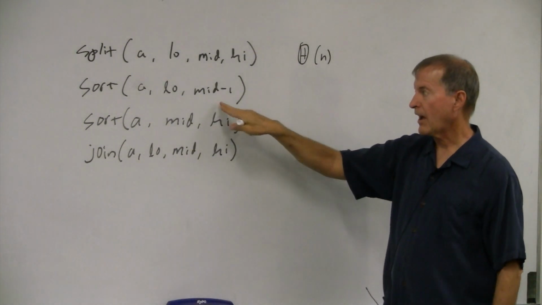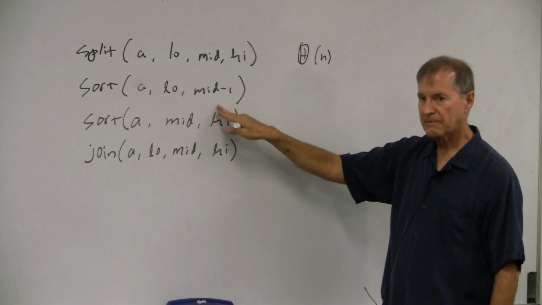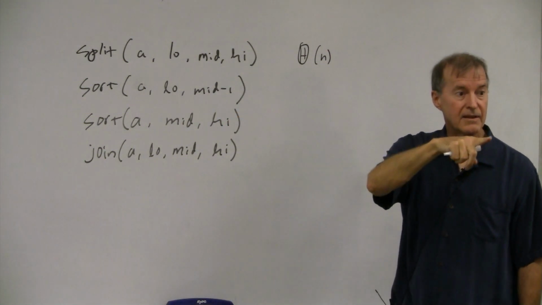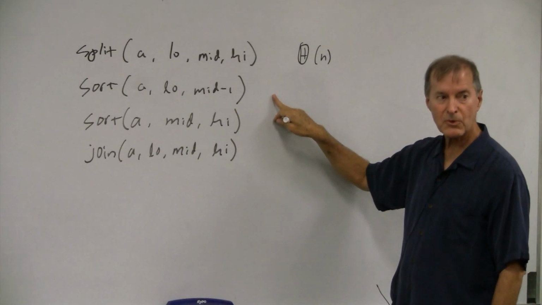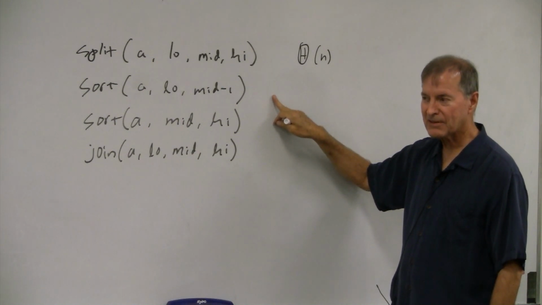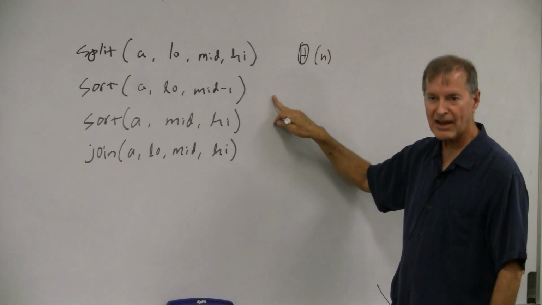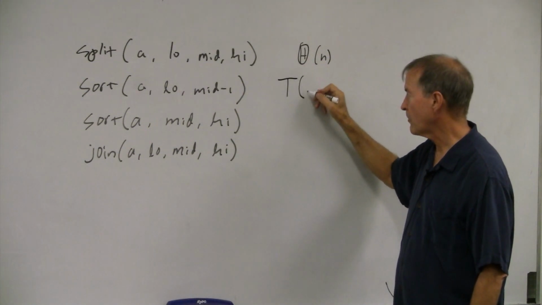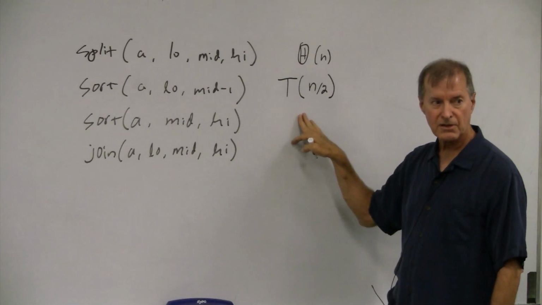Are you with me? Now, how about this one? How about sort A, low, mid minus 1? It's half of what the whole one was. So what would the time be to do this? N over 2? Close but no cigar. If T is the time to do n, then it's not T of one half, but T of n over 2. It would take T of n over 2. Are you with me?